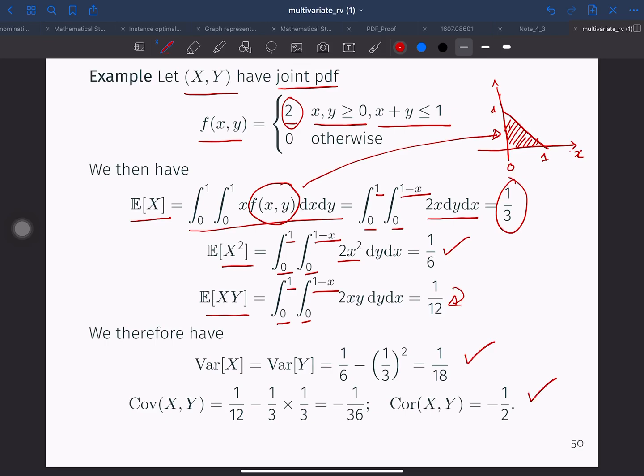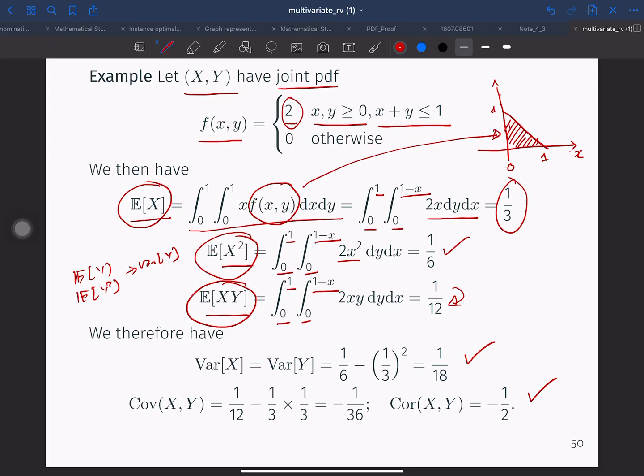So this example illustrates that technically speaking, there is nothing too complicated about the notion of the covariance, except that the calculations may be quite tedious, because first you have to compute the expected value of x, then the expected value of x squared, then similarly the expected value of y, and then the expected value of y squared. Both of these will give you the variance of y. And then finally, you have to compute the expected value of xy.